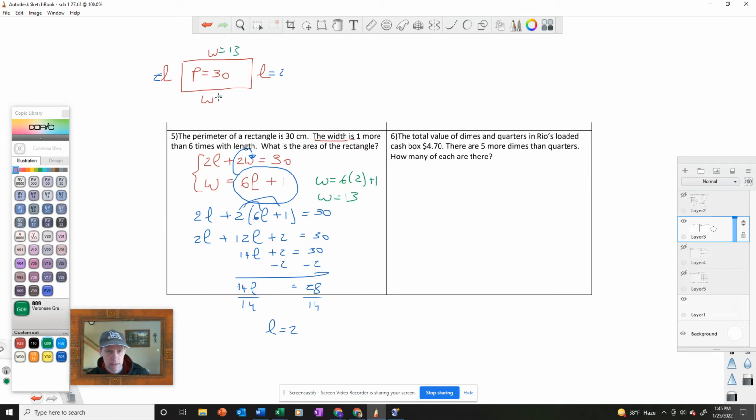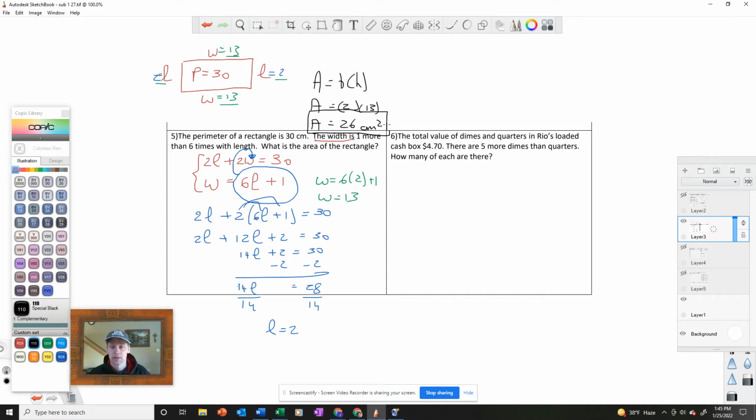So let's see if this makes sense. Is the perimeter 30? 13 plus 2 is 15. 13 plus 2 is 15. Yeah, so we're good. Now the question is, what is the area? All right, well, to find the area of a rectangle is just base times height. So the area equals base times height. And therefore the answer is 2 times 13, or 13 times 2. And the area is 26 square centimeters. And that's your final answer. Not bad, huh? You can handle that.